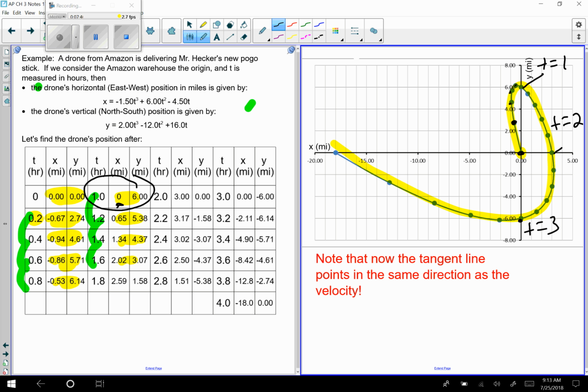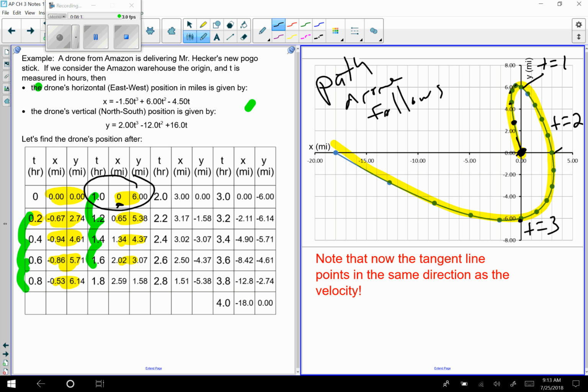So what this actually represents is the path that the drone follows, right? But what I want you to notice is that neither of my axes here are time, right? My two axes are like an actual map. Here's the Amazon warehouse, and here it is driving northwest, and it follows this path, right?